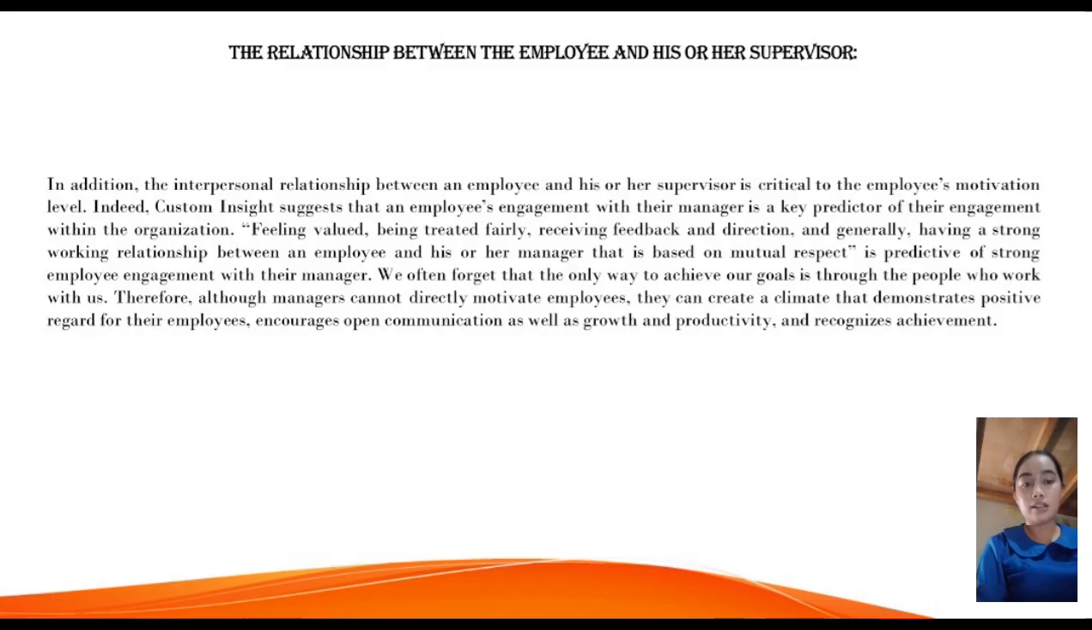We often forget that the only way to achieve our goal is through the people who work with us. Therefore, although managers cannot directly motivate employees, they can create a climate that demonstrates positive regard for their employees, encourages open communication as well as growth and productivity, and recognizes achievement.